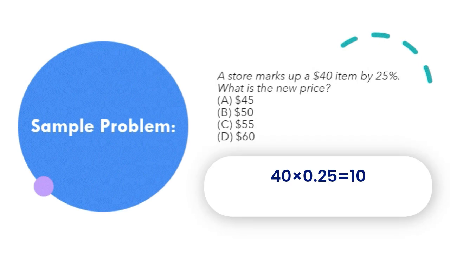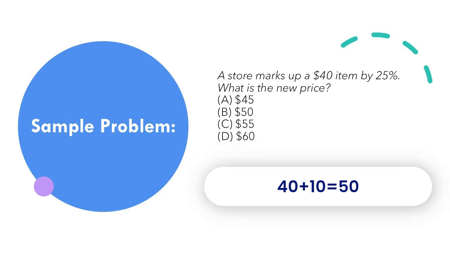25% of $40 means we multiply. 40 times 0.25 is equal to 10. So the price increases by $10. That means the new price is 40 plus 10, which is equal to 50. The correct answer is B, $50.